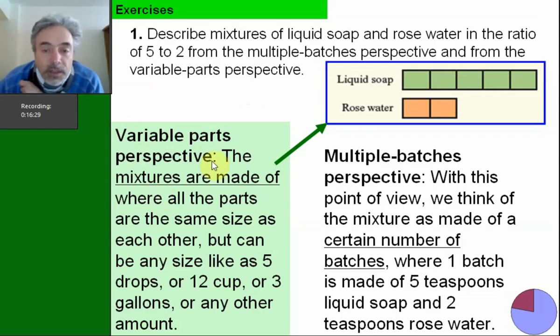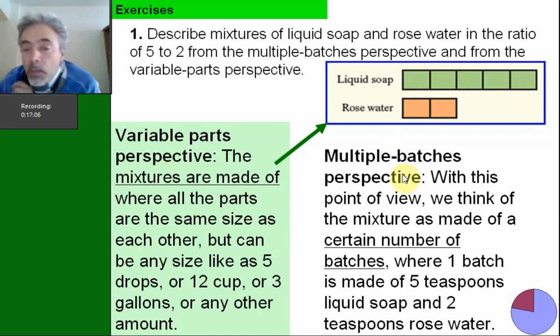From the variable parts perspective, we can draw this diagram stick. So we have here 3, 4, 5 parts of liquid soap with 2 parts of rose water. So the mixture is made where all the parts are the same size. As you can see, every block here has the same size. It can be the size of a full cup or a full container. Doesn't matter as long as we keep the same proportion, right? So it could be 5 drops, 12 cups, or 3 gallons, or any other amount, as long as they keep the same proportion. So this is the variable parts perspective.